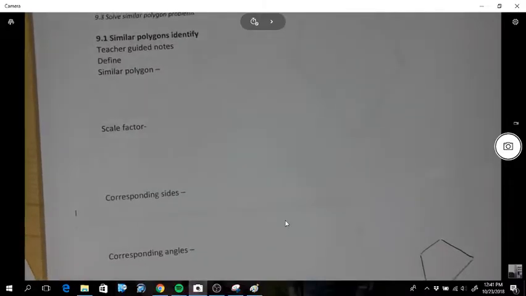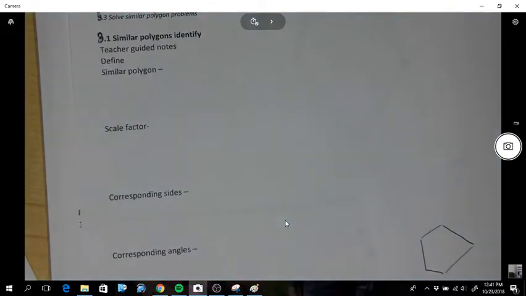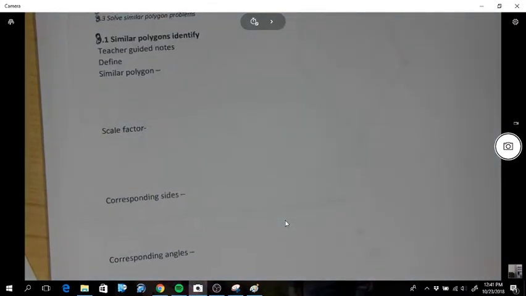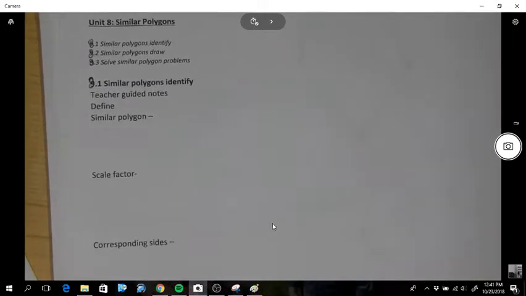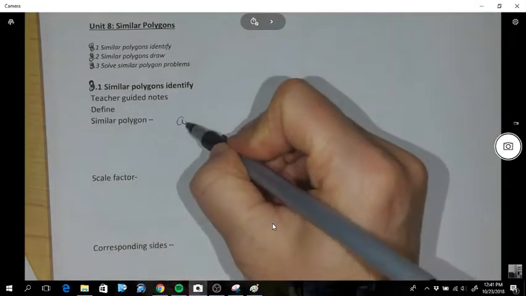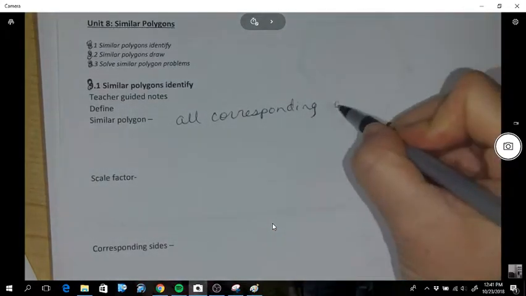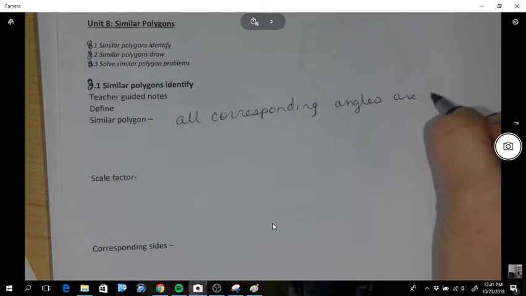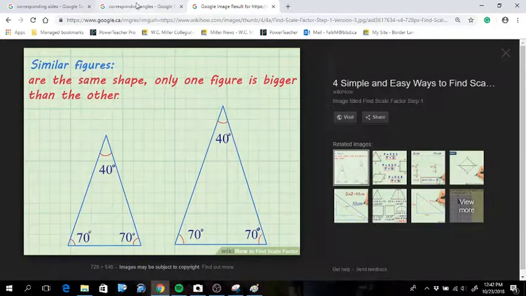Okay, today we're going to do lesson 8.1, and 8.1 is similar polygons and how to identify them. Okay, so some things you need to know before we start. A similar polygon would be that all corresponding angles are equal. And I'll show you what that means. Okay, just let you read the definition if you want.